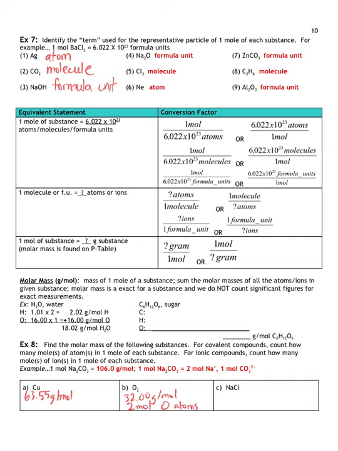Sodium chloride, looking at the periodic table, calculating the molar mass. Sodium's mass is 22.99 grams. Chlorine is 35.45. Add them together, I get 58.44 grams per 1 mole. And if I have a mole of sodium chloride, which is ionic, it's going to break down into 1 mole of sodium ions and then 1 mole of chloride ions. Work through the rest of the problems and check your answers against my key.